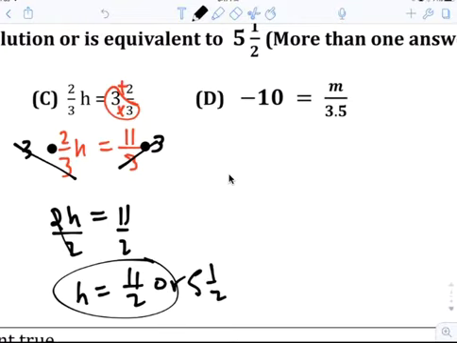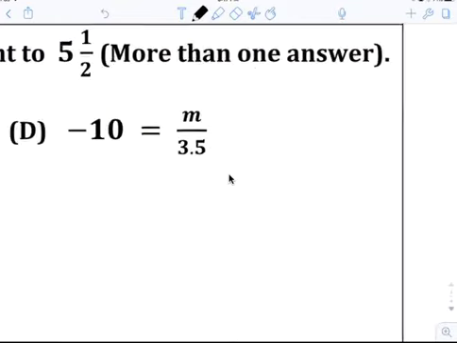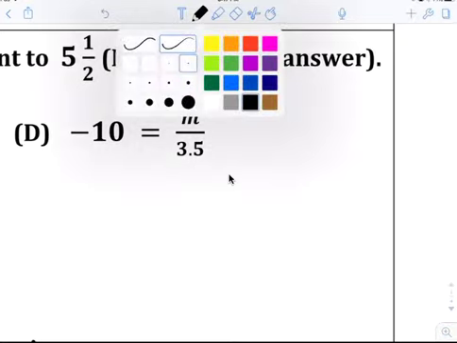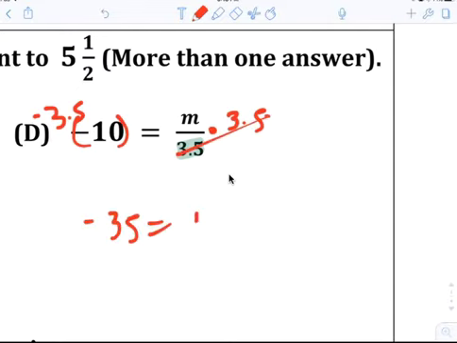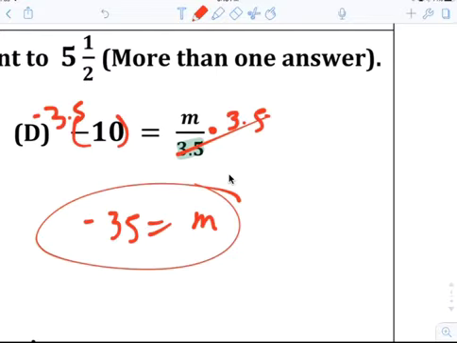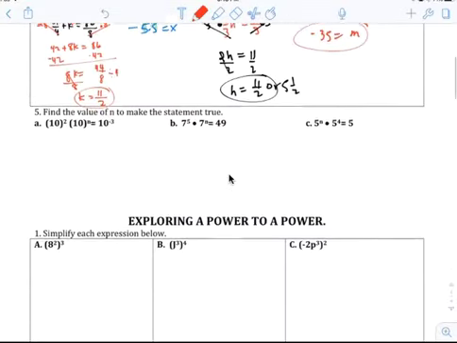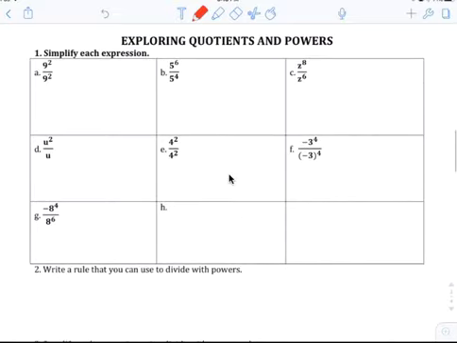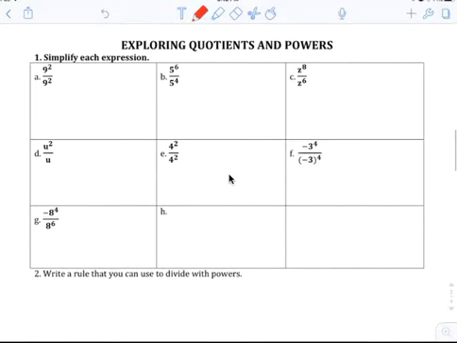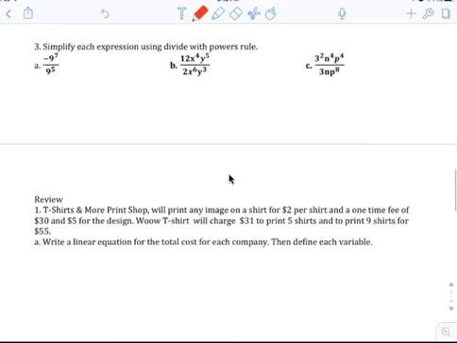Same thing. Okay, least common denominator. Multiply all of them by the denominator to get rid of it. The denominator is 3.5, so multiply by 3.5. You get negative 35 equals m. That's that easy. Okay, that's the part that I didn't do. And make sure you finish all this and this. We did this in class.